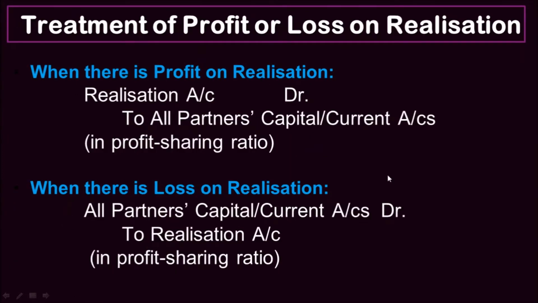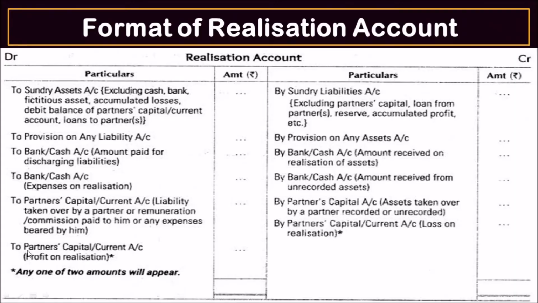Now let's talk about the treatment of profit or loss on realization. After transferring all these entries, we get either profit or loss on realization. If there is a profit, what entry is going to be passed? Realization account debit to all partners' capital or current accounts in profit sharing ratio. And if there is a loss, then the opposite entry will be done: all partners' capital or current accounts debit to realization in profit sharing ratio. Understood the point? Now here comes the format of the realization account.